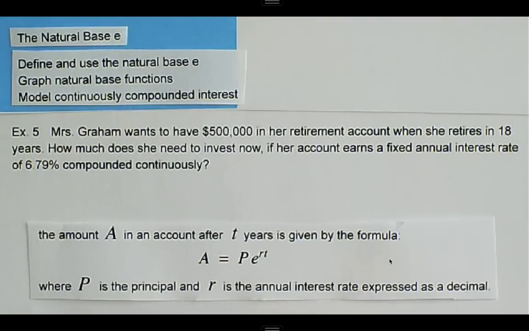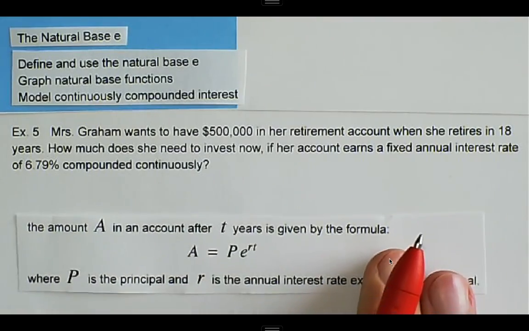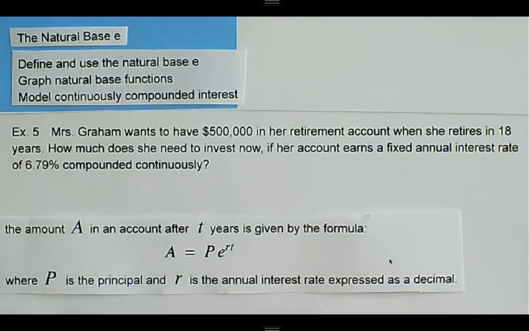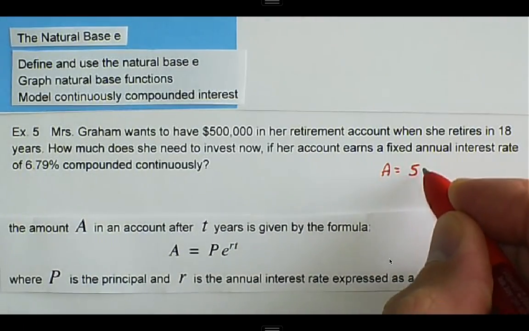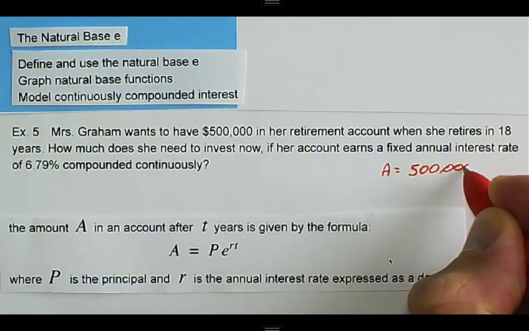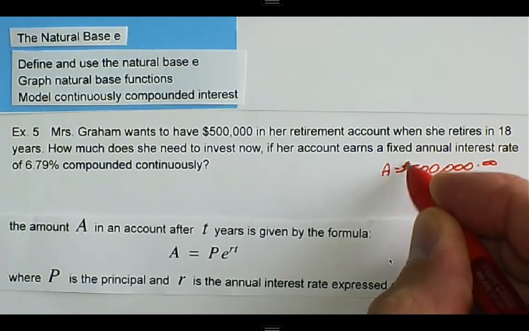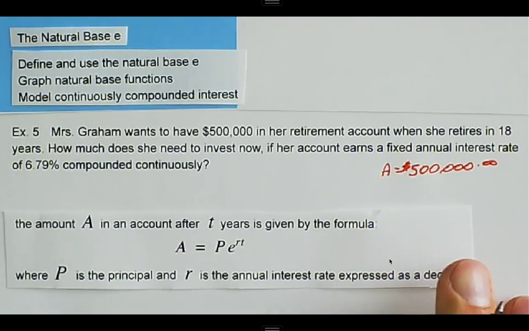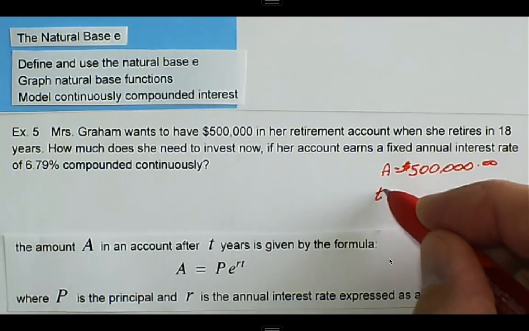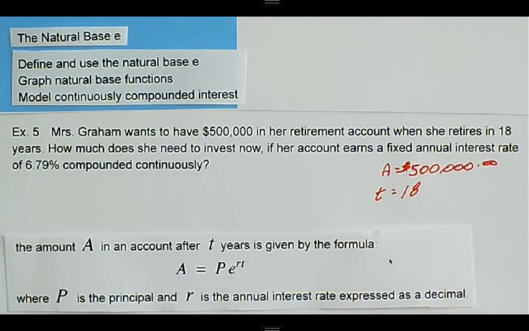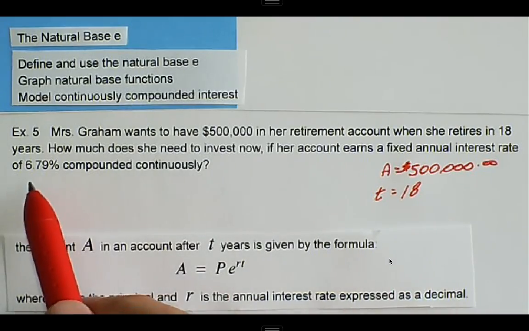We have to substitute those values in to figure out what we're going to do. In this case, we're given our goal, what we're trying to get to: 500,000. The years, we are told, is 18 years. We don't know what the principal is; we're trying to figure that one out. And the annual interest rate, we are told, is 6.79%.